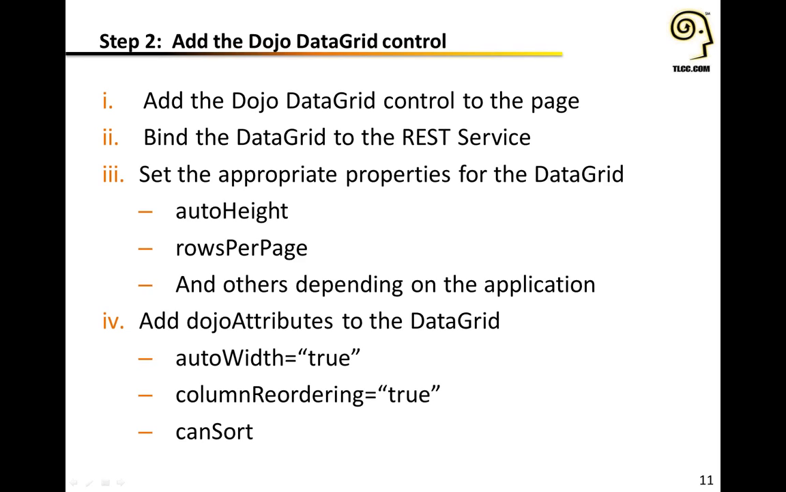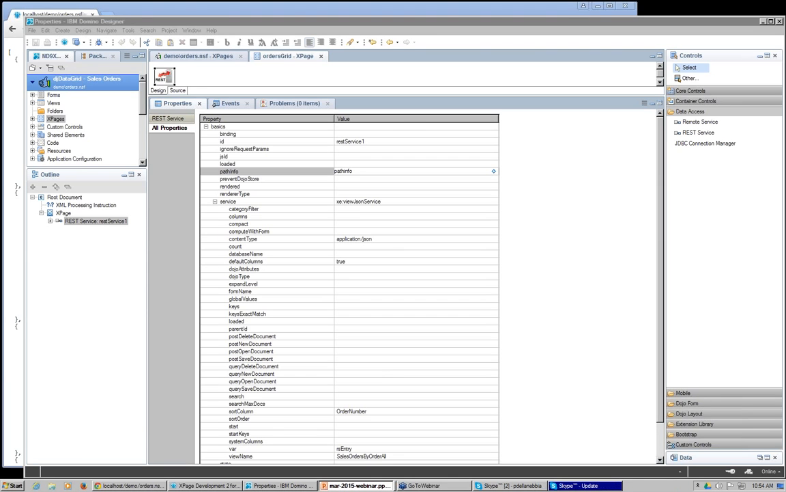Okay, returning to the slides here, step 2 is to add your Dojo Data Grid control onto your X page. You're going to bind that to the REST service that you created on your X page. You're going to set some properties like the auto height property and the rows per page, and I'll describe what those do in a moment. And you optionally might set some Dojo attributes as well, like auto width is true, and if you want to enable column reordering for the user, column reordering is true.